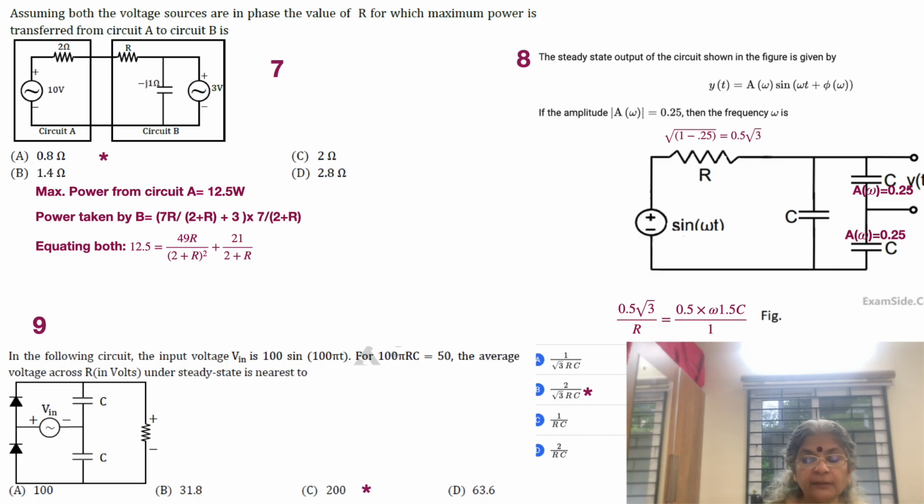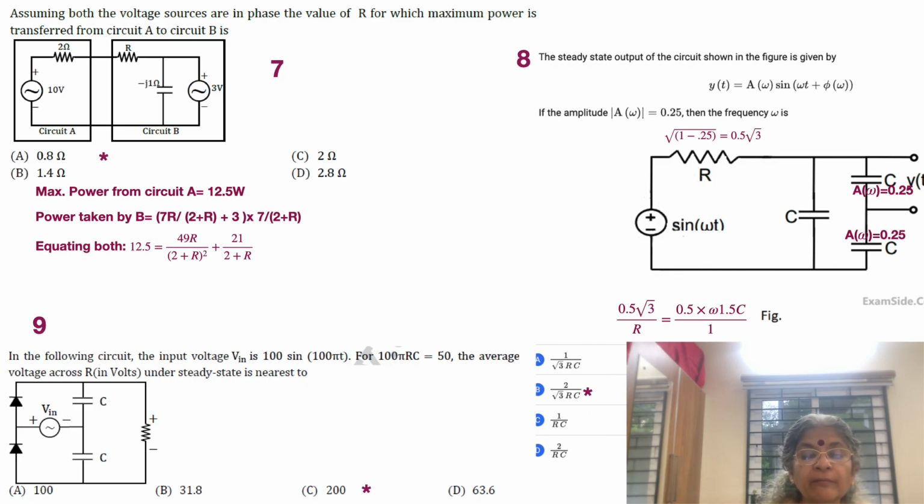We have sin omega t with magnitude equal to 1. There is a resistor and a string of capacitors, and Y(t) is shown across one of the capacitors. Since all the capacitors have the same value, both the upper and the lower capacitors will have the same voltage, equal to Y(t). What is asked is the steady state output of the circuit shown in the figure, given by Y(t). So the output should be voltage.